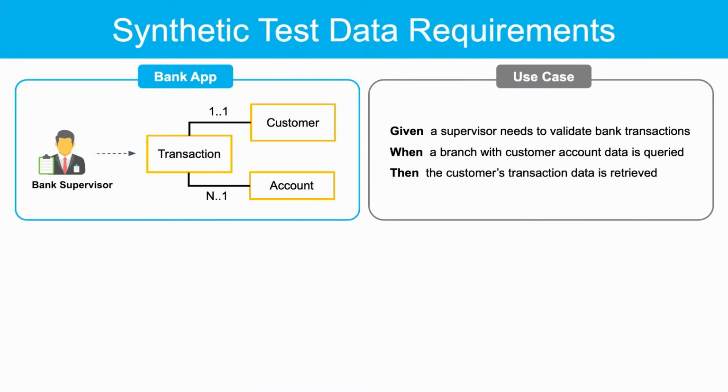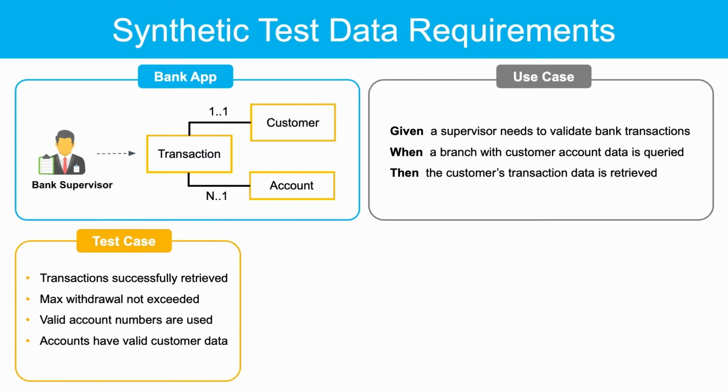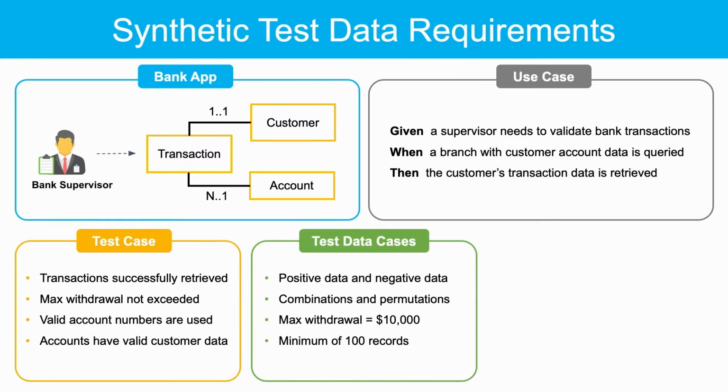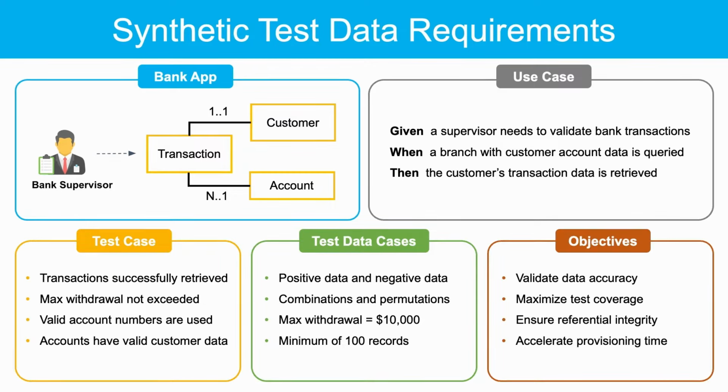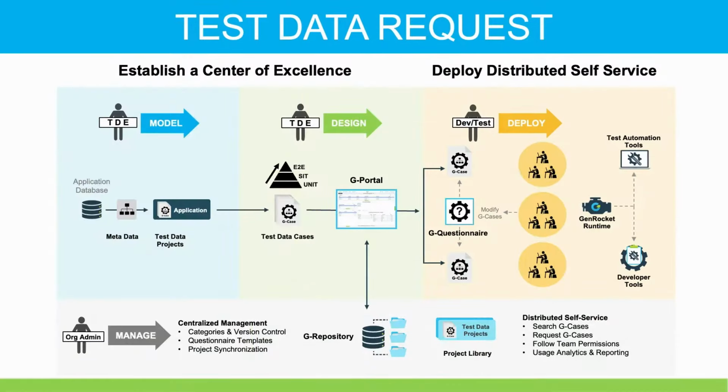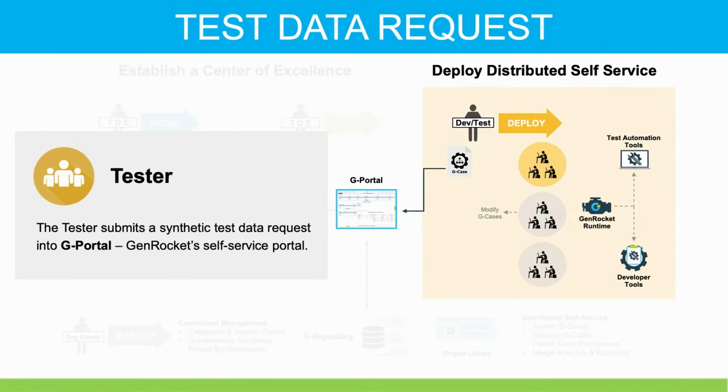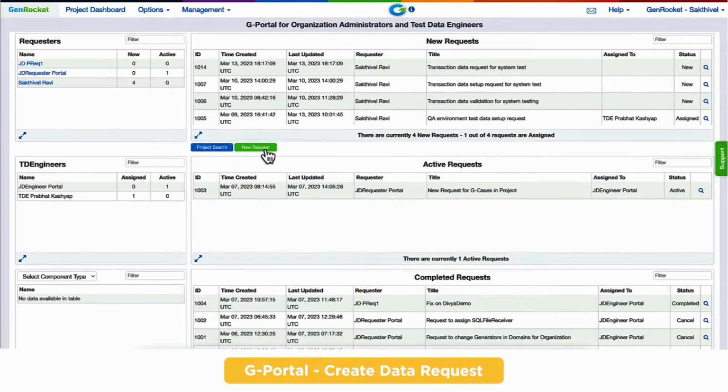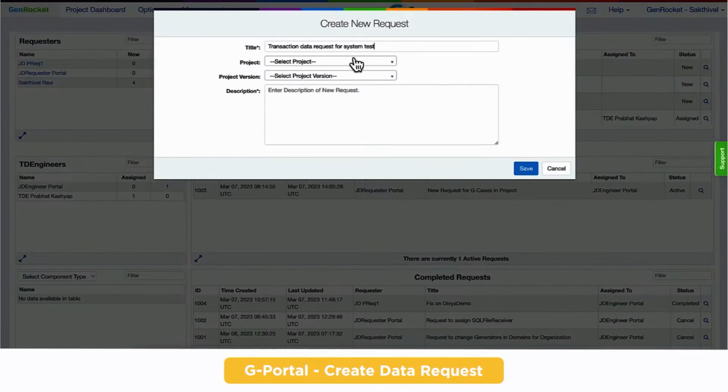So we want to show you a test data use case. The key thing for requirements is that they boil down to a test case. And test cases need very specific test data. In GenRocket, we call them test data cases. That test data request comes through from the tester through our portal. And you can see here that the request is being put into the system, that new request.